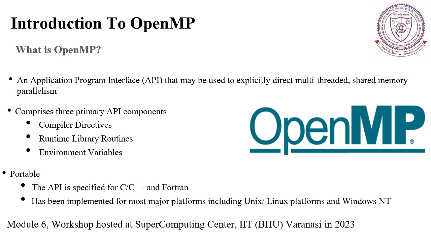OpenMP is designed to achieve portability across different platforms and architectures. The API is specified for C, C++, and Fortran, making it accessible to a wide range of programming languages. It has been implemented for most major platforms, including Linux and Windows systems, which enables developers to utilize OpenMP on their preferred operating system.